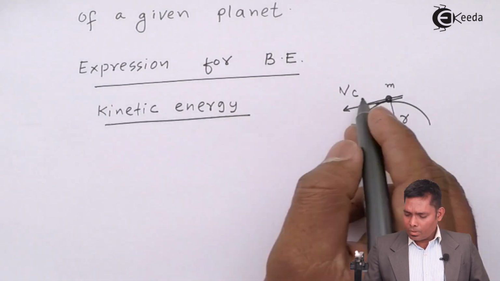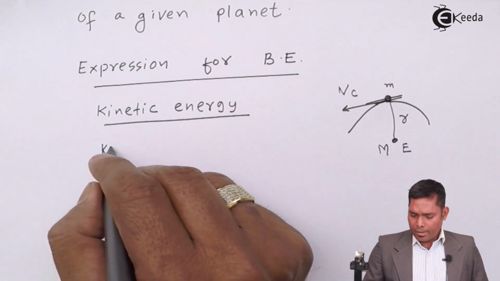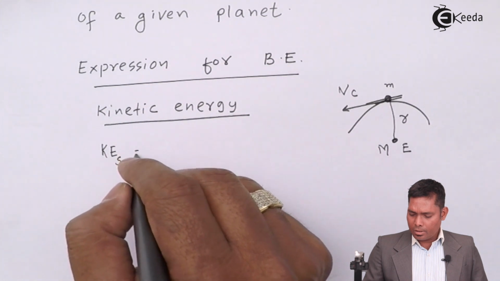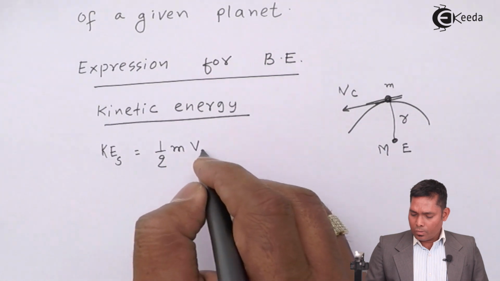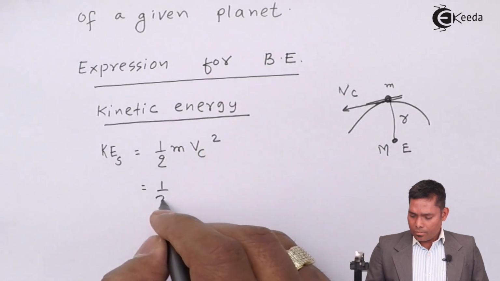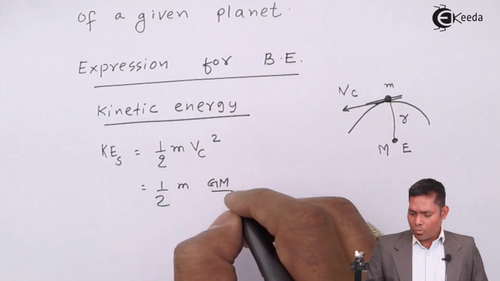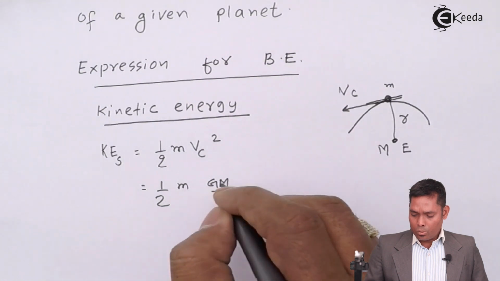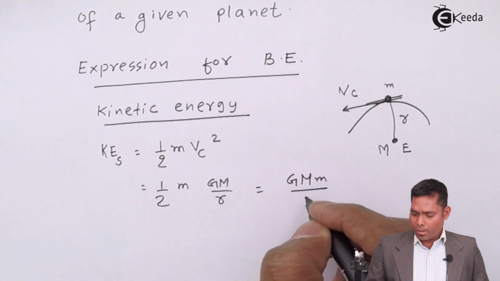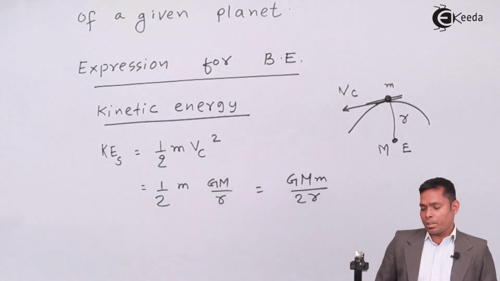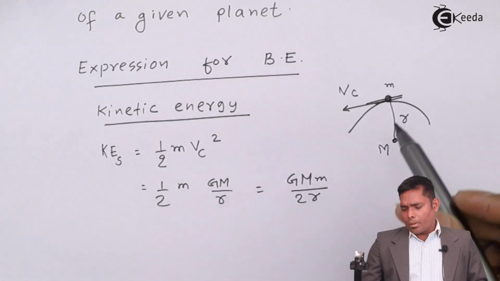The kinetic energy of the revolving satellite is given by half m Vc squared. Vc squared is GM over r, so the kinetic energy is G M m divided by 2R. This is the expression for the kinetic energy of the satellite revolving around the planet.